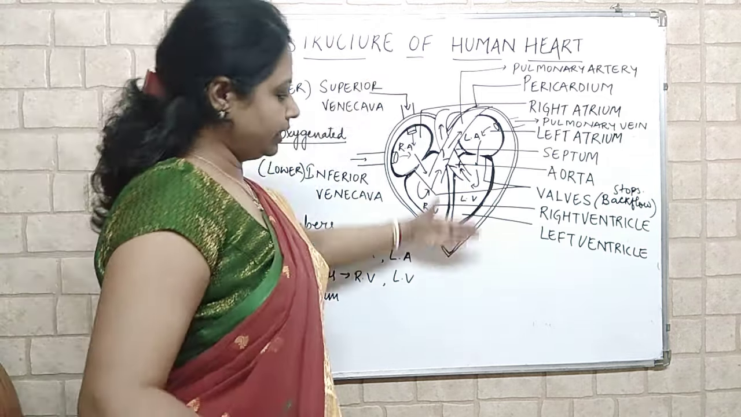which is divided into two halves by a septum. The septum is also known as the AV septum, meaning atrioventricular septum. The function of the septum is to divide the heart into two parts. The right part of the heart is deoxygenated and the left part of the heart is oxygenated.